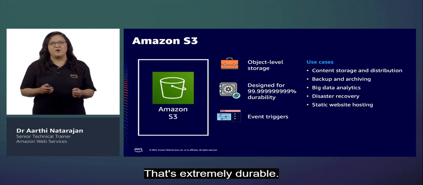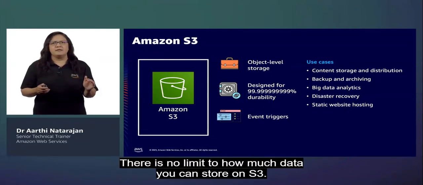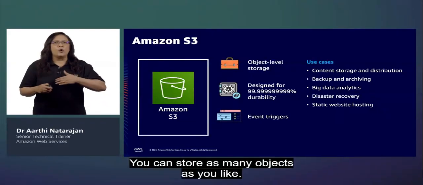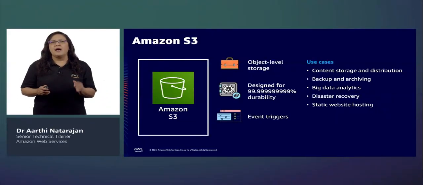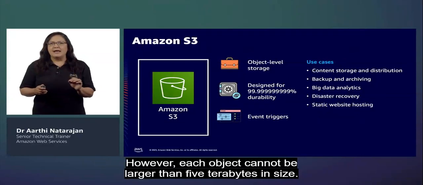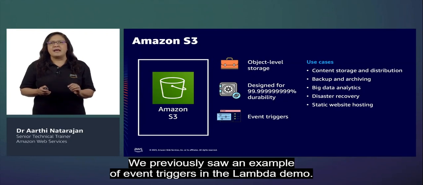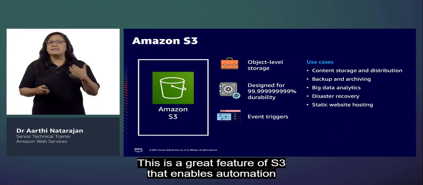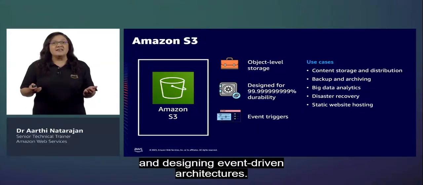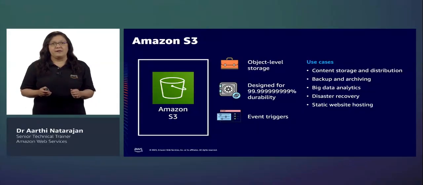That's extremely durable. There is no limit to how much data you can store on S3. You can store as many objects as you like. However, each object cannot be larger than 5 terabytes in size. We previously saw an example of event triggers in the Lambda demo. This is a great feature of S3 that enables automation and designing event-driven architectures.